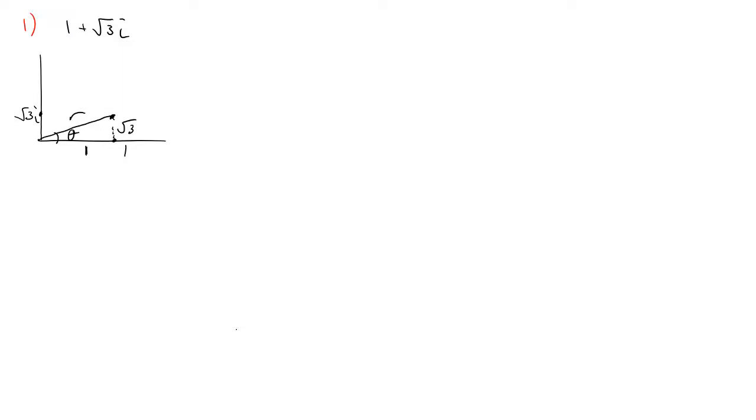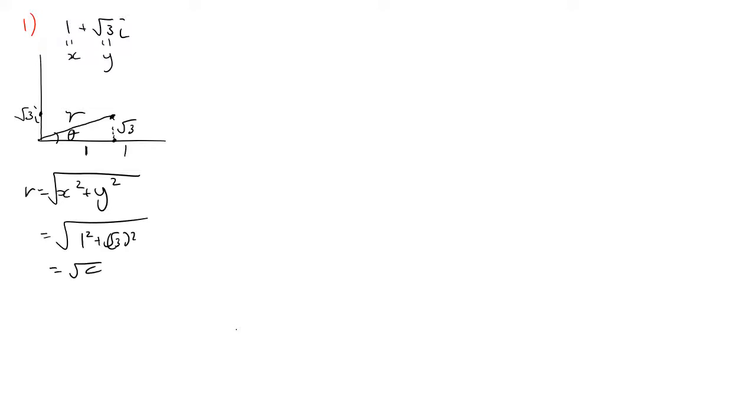So let's do this. First we're going to find the r. r equals the square root of x squared plus y squared. In this case, 1 is x and the square root of 3 is y. So substituting, 1 squared plus square root of 3 squared equals 4, square root is 2. Therefore, we know r equals 2.